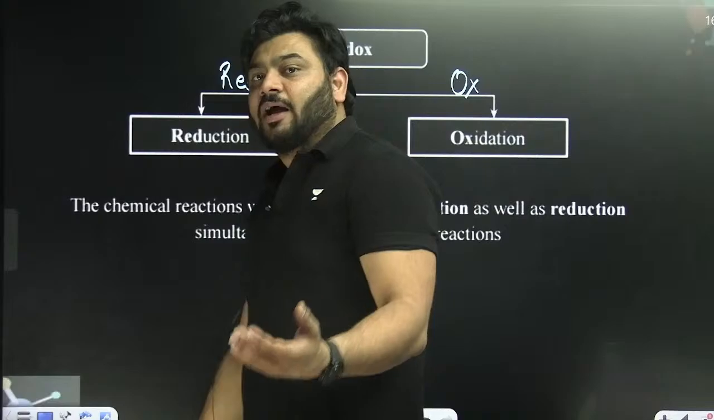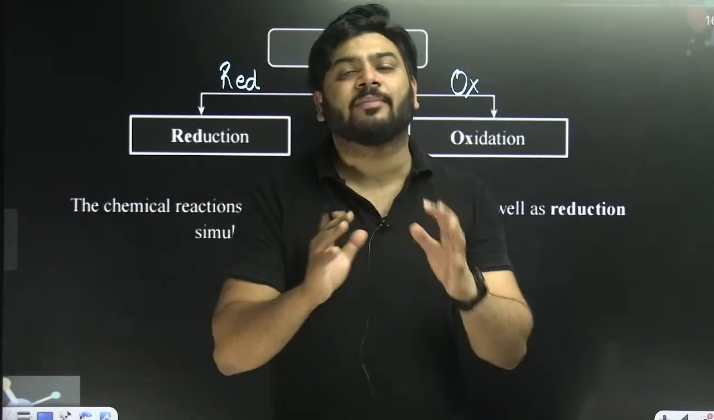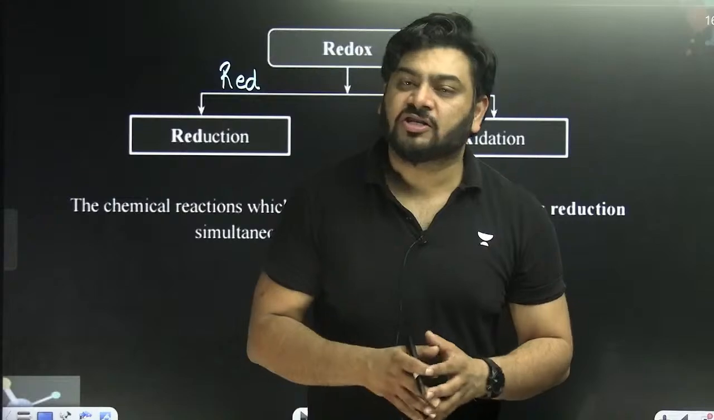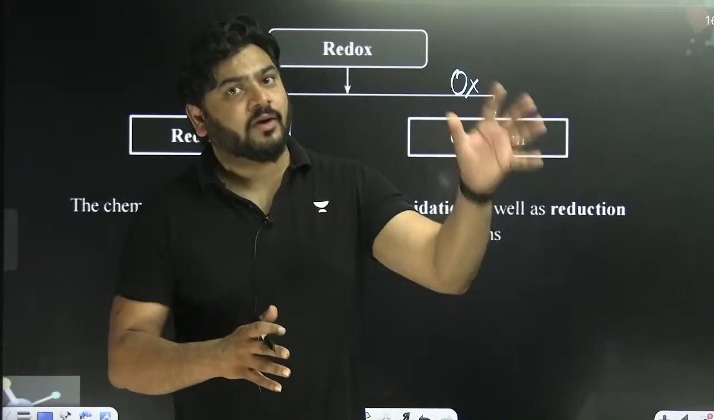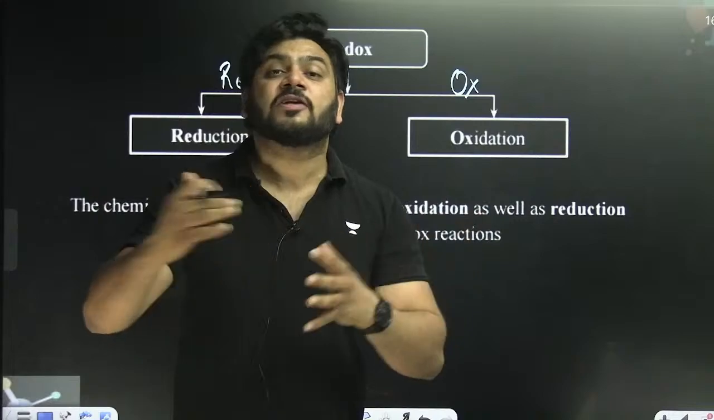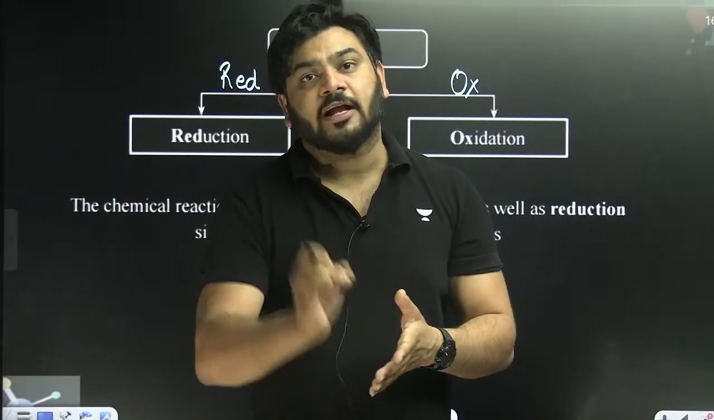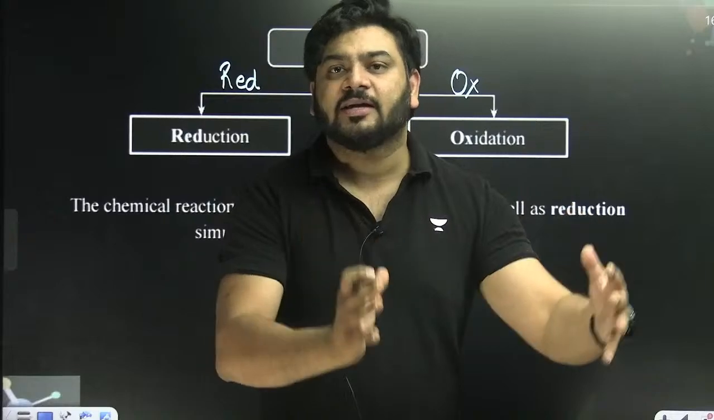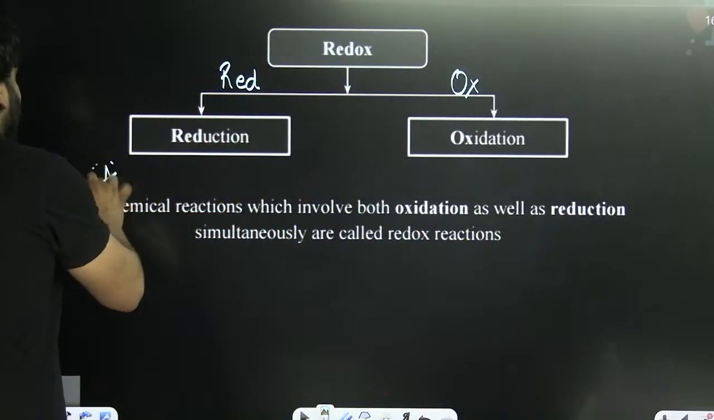Reduction and oxidation are two different processes, but they both occur simultaneously whenever any redox reaction occurs. So neither oxidation nor reduction occurs individually or first. They both happen together, and that too simultaneously, meaning at the same time. That is what we call a redox reaction. Here is the definition that I have explained right now.